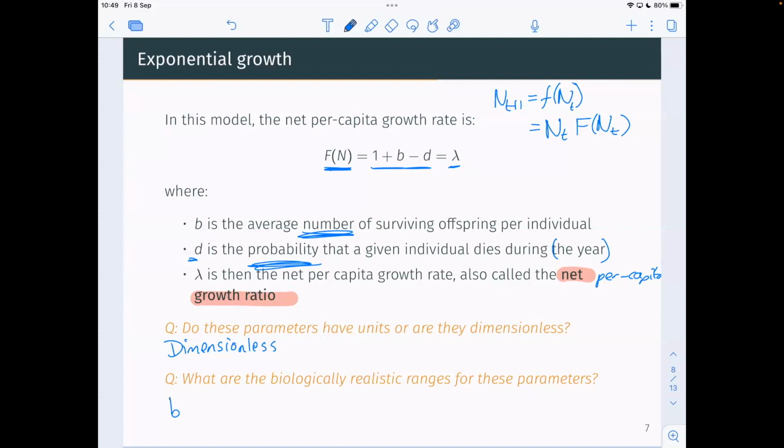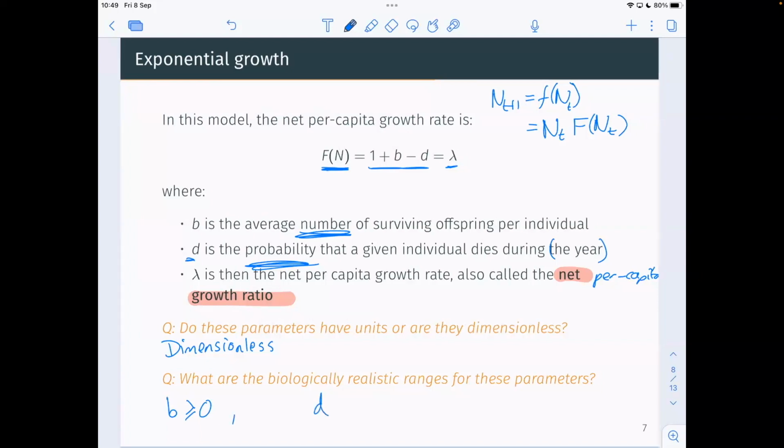So for example, I'll give you B, the average number of surviving offspring. Well, this can't be negative, right? It has to be at least 0. But it could take any value above that.